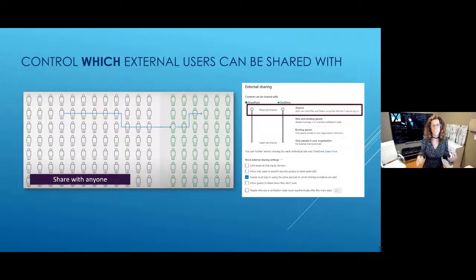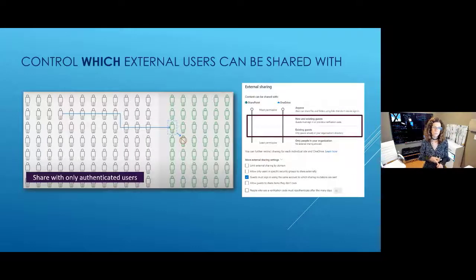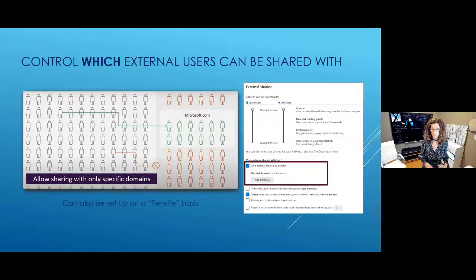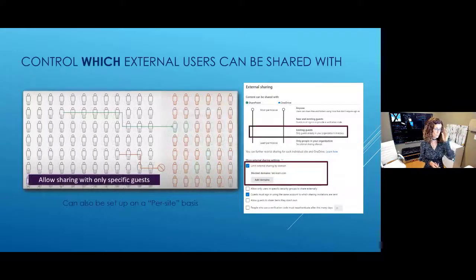Next is controlling which external users can be shared with. So you can share with anyone, and then they could forward on that link, and that link would work for that second party as well. You can pull it back a little bit and share with only authenticated users, either new and existing or just existing. So existing, maybe if your IT team controls who is going to be a guest in your tenant, that may be a control that you want. You can get to the domain level. You can either block a specific domain, a competitor domain is a good example of that, or you can allow a specific domain, maybe a partner domain. So you can do it either way. And it can also be set on a per site basis.